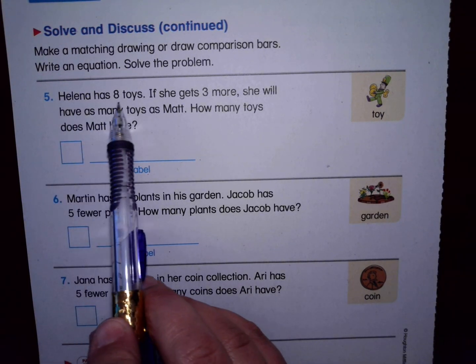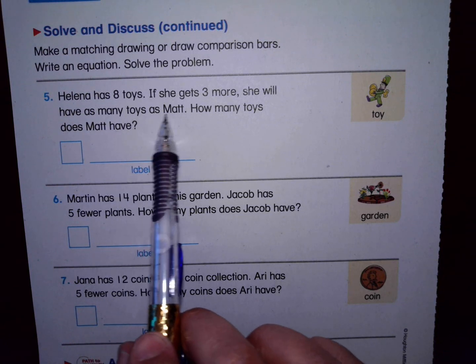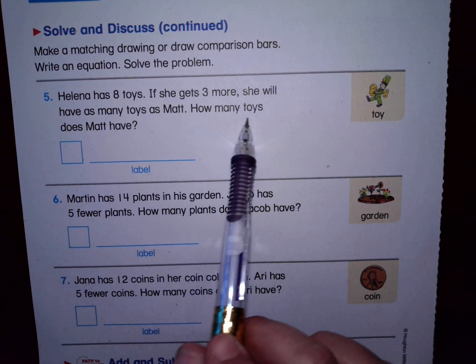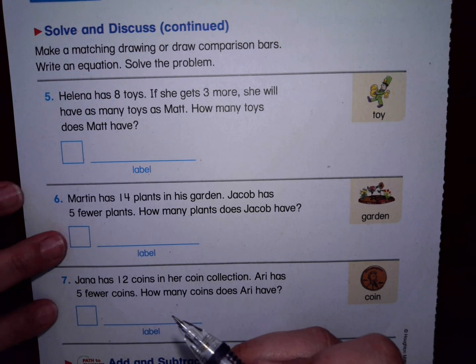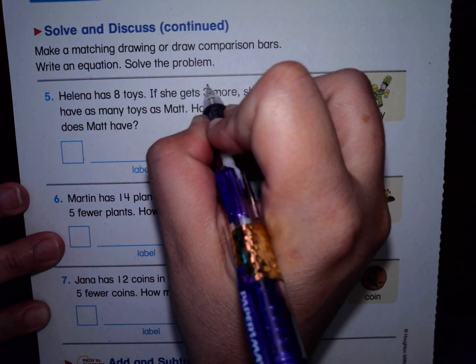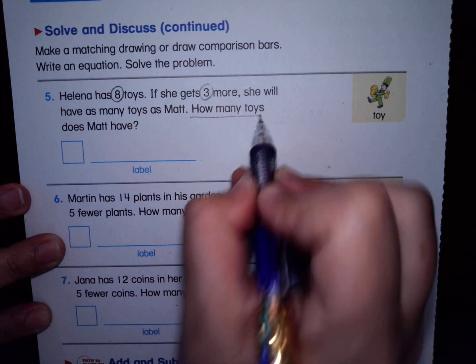It says Helena has 8 toys. If she gets 3 more, she will have as many toys as Matt. How many toys does Matt have? So let's use our cube strategy and let's go ahead and circle our numbers. We're going to underline our question.